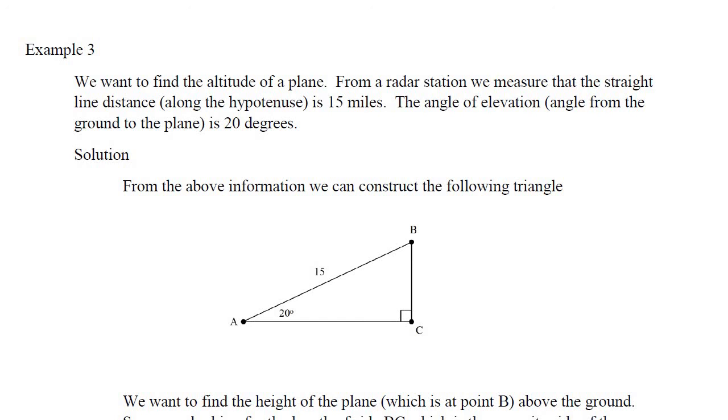So from a radar station, we measure that the straight line distance from the radar station along the hypotenuse is 15 miles. So my radar station is down here at A, my plane is up here at B, and the straight line distance is 15 miles. The angle of elevation from the ground to the plane is 20 degrees. So this triangle that I have drawn here describes that paragraph. And they want me to find the altitude of the plane, which is the height. The height is going to be this edge BC, which is the opposite side.